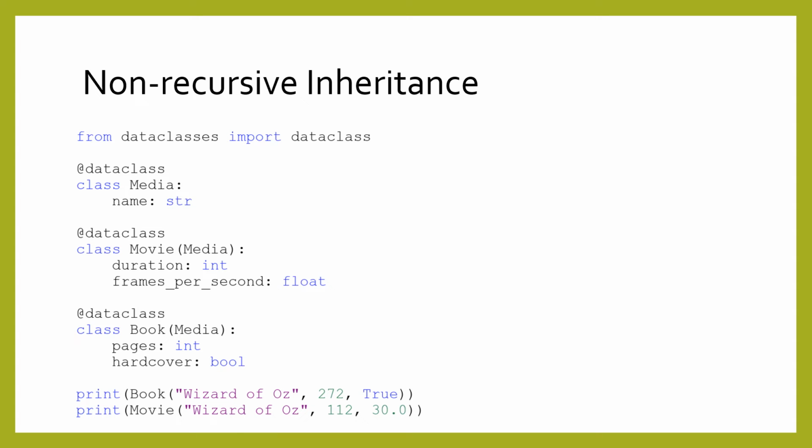At the same time, books are not movies, and movies are not books. But since these two classes share the name field in common, we have that field in the media class, making it available in both of the two classes indirectly.